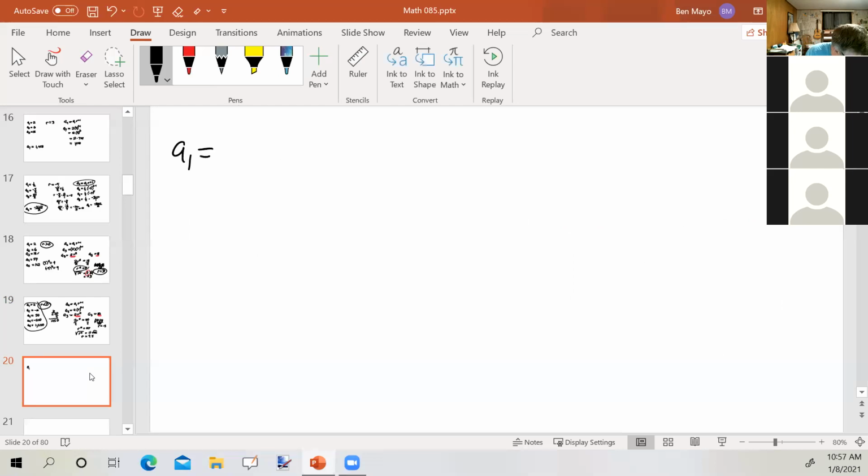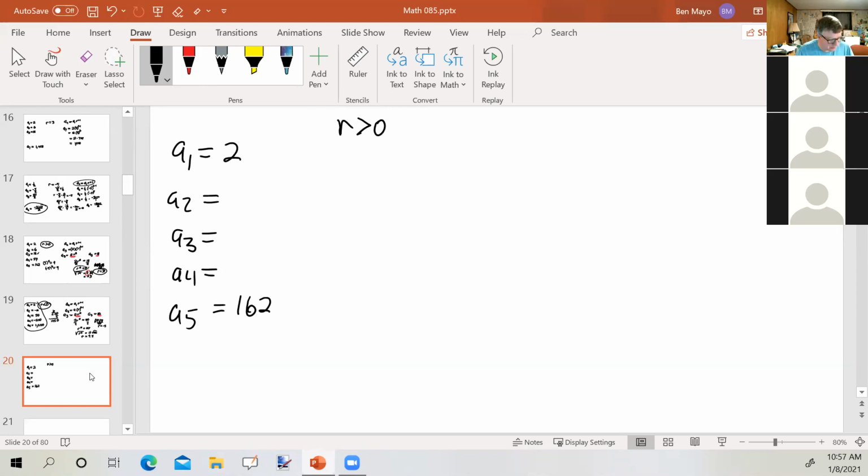Okay, so the first term is 2. We're going to insert 3 positive geometric means. So that means a sub 2, a sub 3, and a sub 4. And then the last term is 162. Okay. And again, keep in mind that R is positive because they said so. So we're going to use the formula a sub n equals a sub 1 times R to the n minus 1 power.